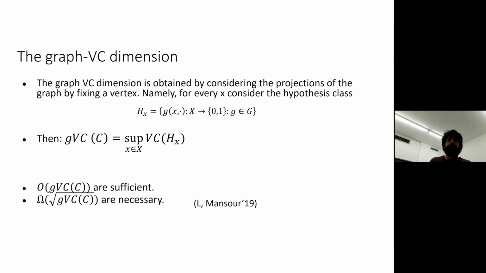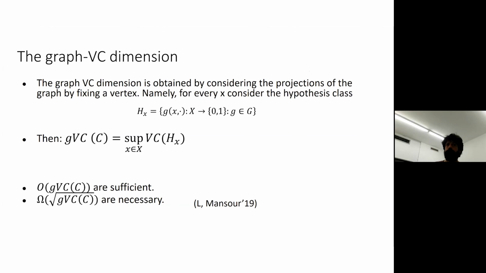It turns out that the right notion is what we call here the graph VC dimension, which is defined as follows. You look at all the hypothesis classes that you get by fixing one x. So you take an x, and now the hypotheses are all the neighborhood classes. And this class has a VC dimension. The graph VC dimension is a supremum over all the possible VC dimensions.